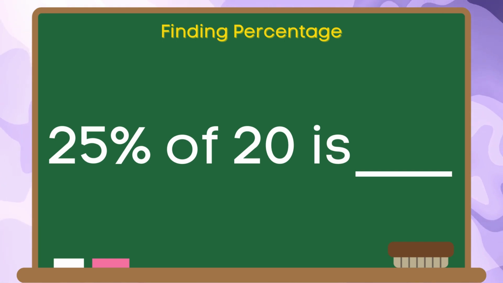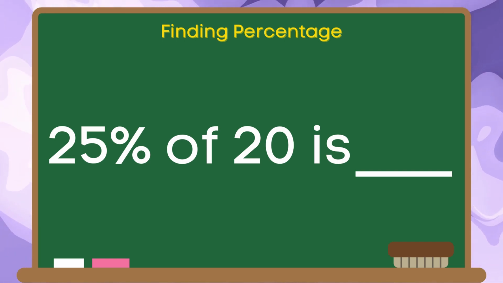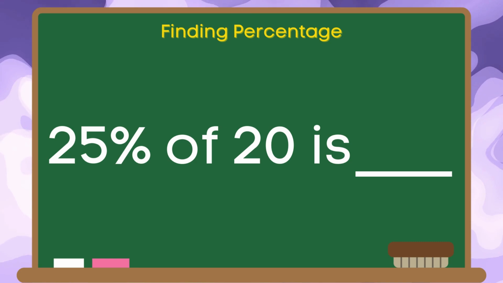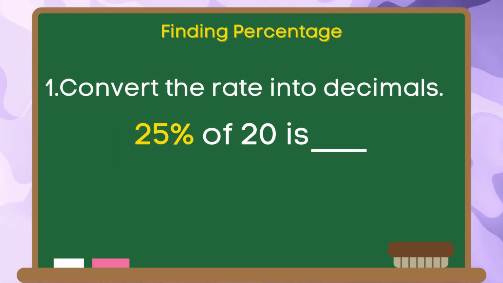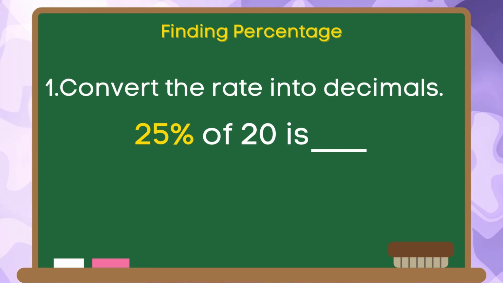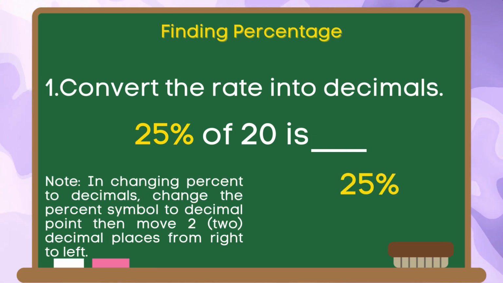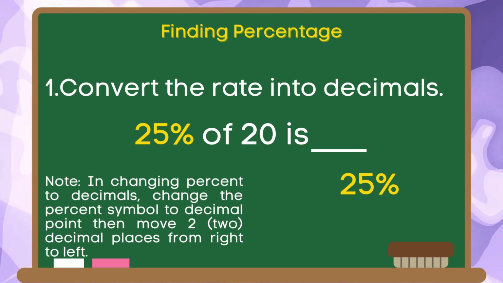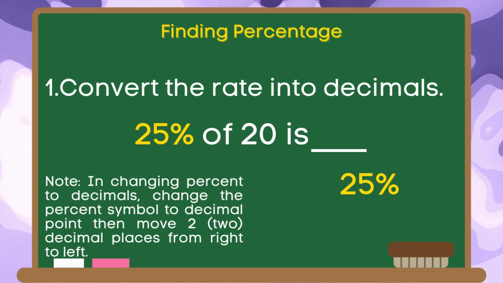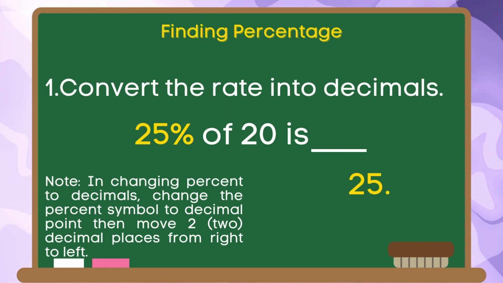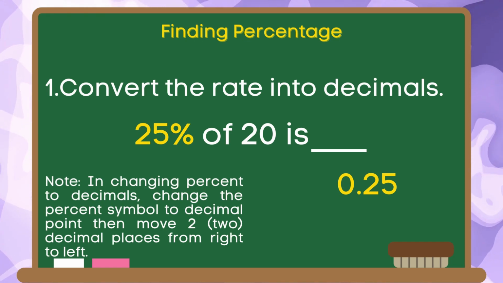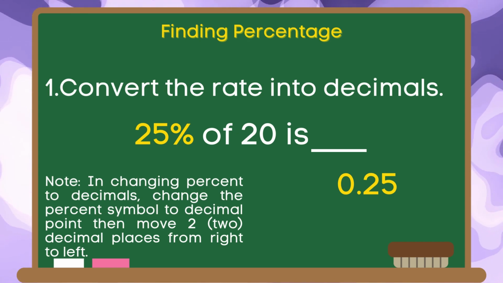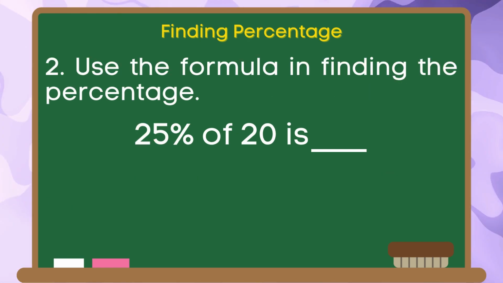Let us try another example. 25% of 20 is blank. Let us do step 1. Convert the rate into decimals. The rate in this given example is 25%. In changing percent to decimals, change the percent symbol to a decimal point, then move 2 decimal places from right to left. 1, 2. Therefore, if we change 25% into decimals, the answer is 25 hundredths.